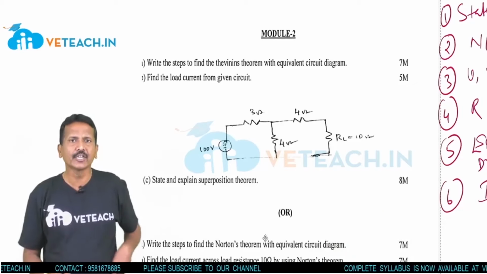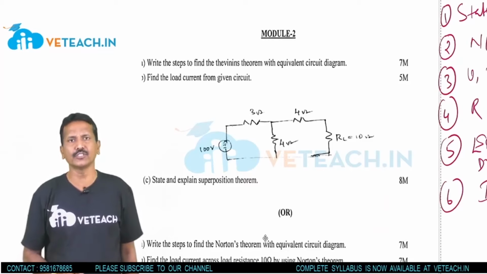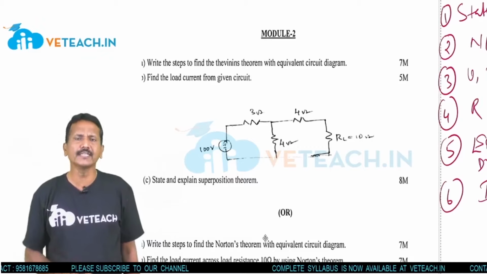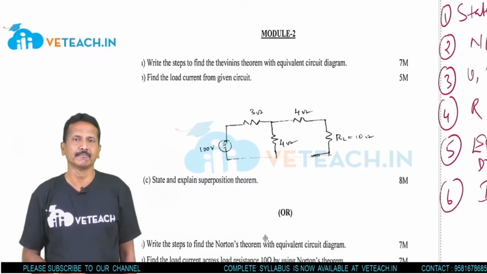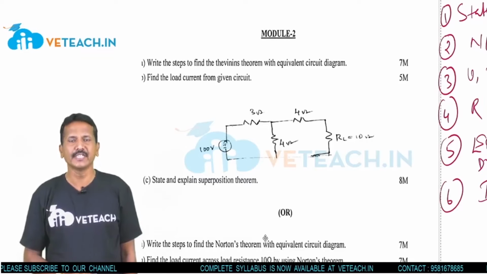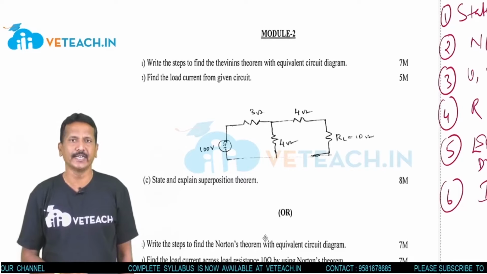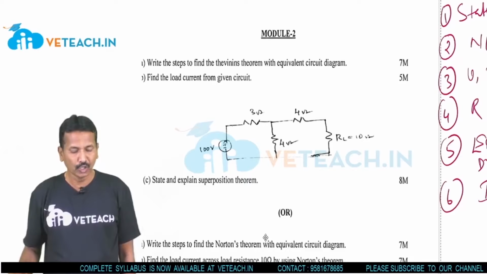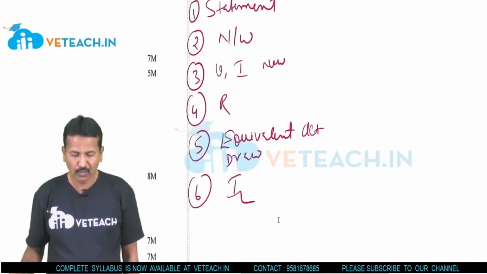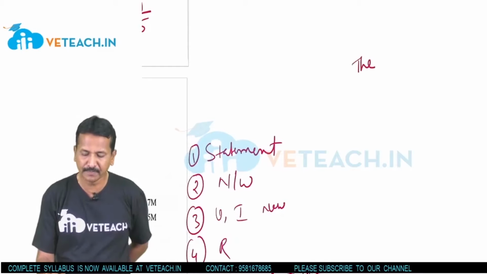So what did he do across the load resistance? He replaced all the sources with one source, and he replaced all the resistance values with only one resistance across the load resistance. That equivalent circuit we call Thevenin's equivalent circuit diagram. From that we can find the load current. Okay. So what is the procedure? Students, for example I am discussing Thevenin's theorem.